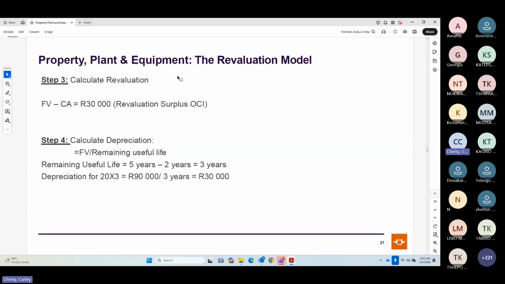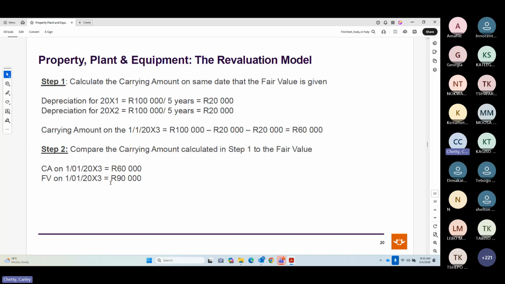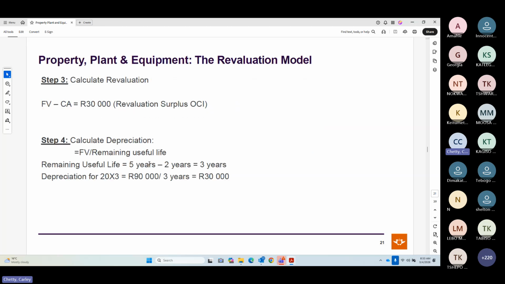So when we compare the fair value to the carrying amount, that leaves us with a 30,000 revaluation. So we are going to increase the carrying amount from 60,000 to the fair value of 90,000. So we have a revaluation surplus. Okay, the fair value was given to us in the question. This is not something you will determine. This will always be given, okay? It is determined by an appraiser who is an expert in fair values. You are not an expert in fair values, so we will always give you the fair value.